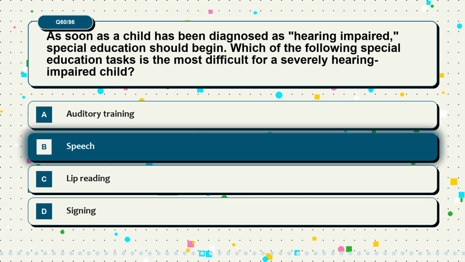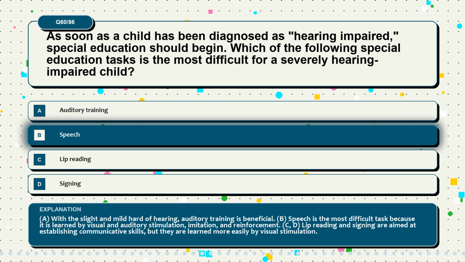The correct answer is option B. Speech. A. With a slight and mild hard of hearing, auditory training is beneficial. B. Speech is the most difficult task because it is learned by visual and auditory stimulation, imitation, and reinforcement. C. and D. Lip reading and signing are aimed at establishing communicative skills, but they are learned more easily by visual stimulation.